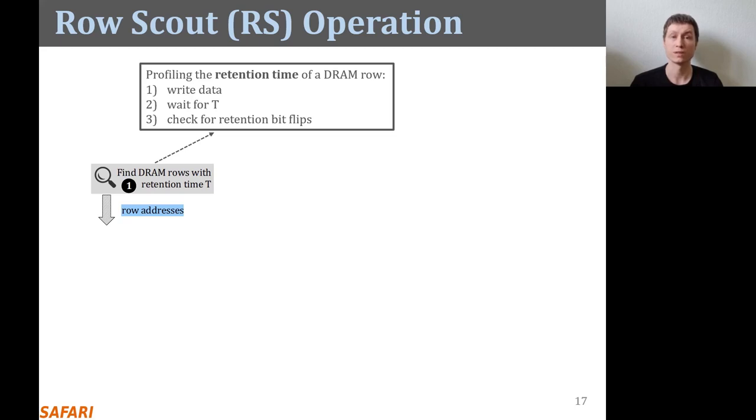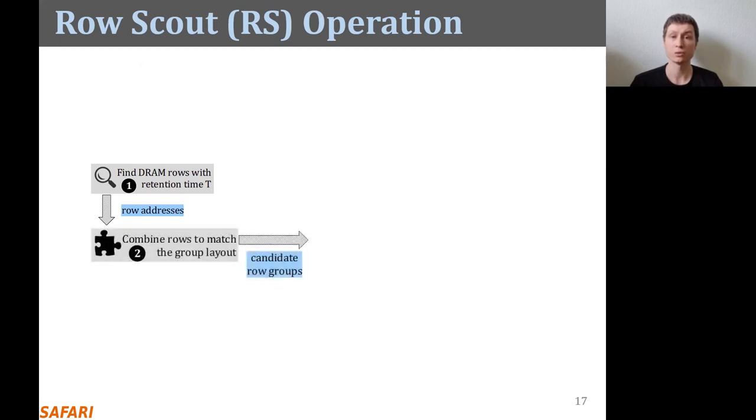Second, row scout puts together rows that have certain row address distances among them, as indicated by the configuration parameter we call row group layout. Here's an example of a row group that has 3 rows indicated by V that are 1 row address apart. Depending on how many rows are found in step 1 and how many of them can be combined to match the row group layout, step 2 outputs a set of candidate row groups. Next, if the candidate row groups are fewer than needed, row scout increases T by a certain amount and returns to step 1.